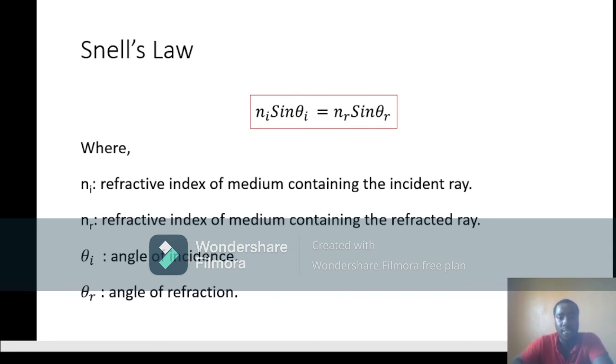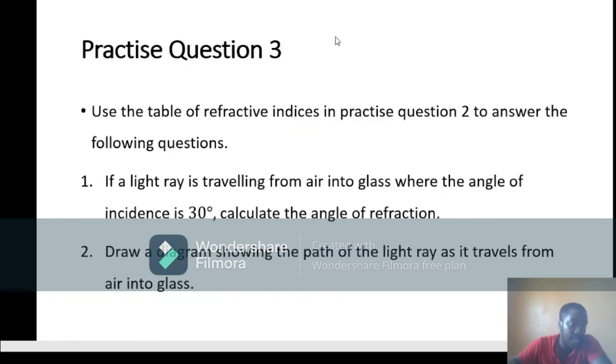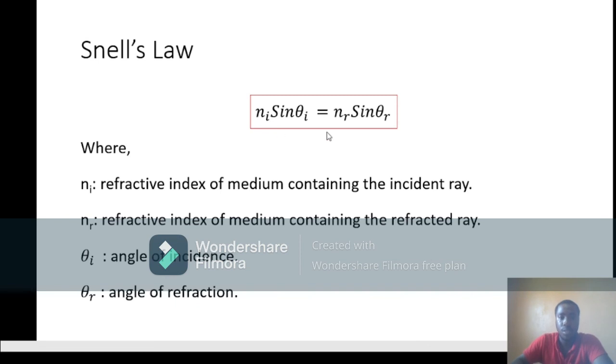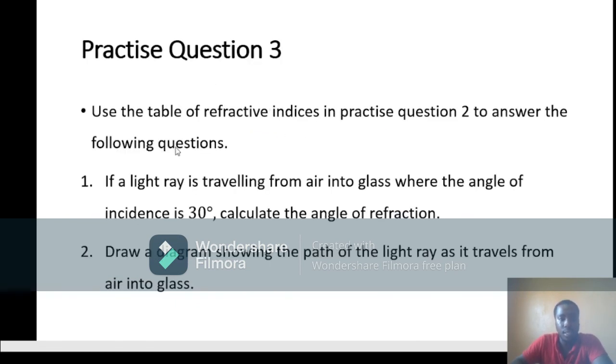If you can still recall that diagram I've shown you of the incident ray, the refracted ray, the angle of refraction and the angle of incidence, then that's what you're going to use. It's going to be the angle between the normal and the refracted ray. This is the angle between the incident ray and the normal. So with that information, please use the table I've shown you in practice question number 2 to answer these questions. With these questions, what you are going to use is just Snell's law, this one. Please use this formula to answer these questions.